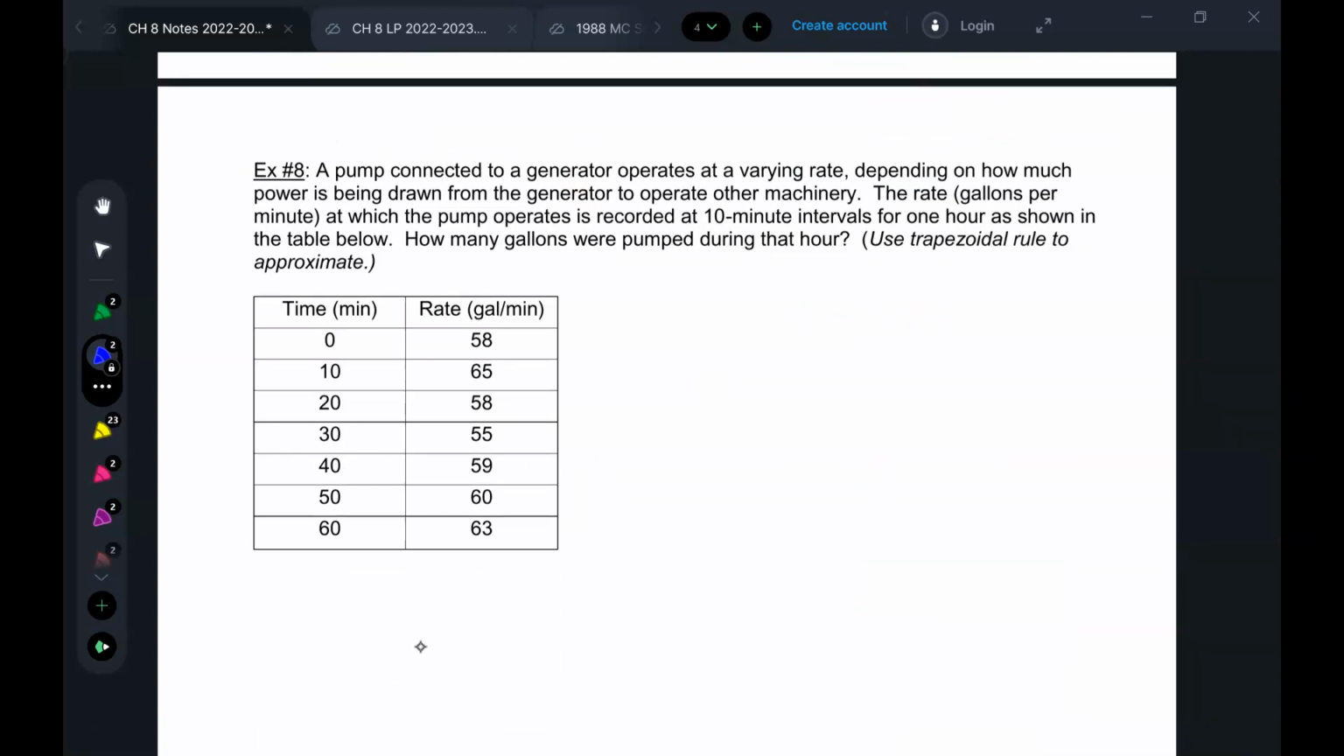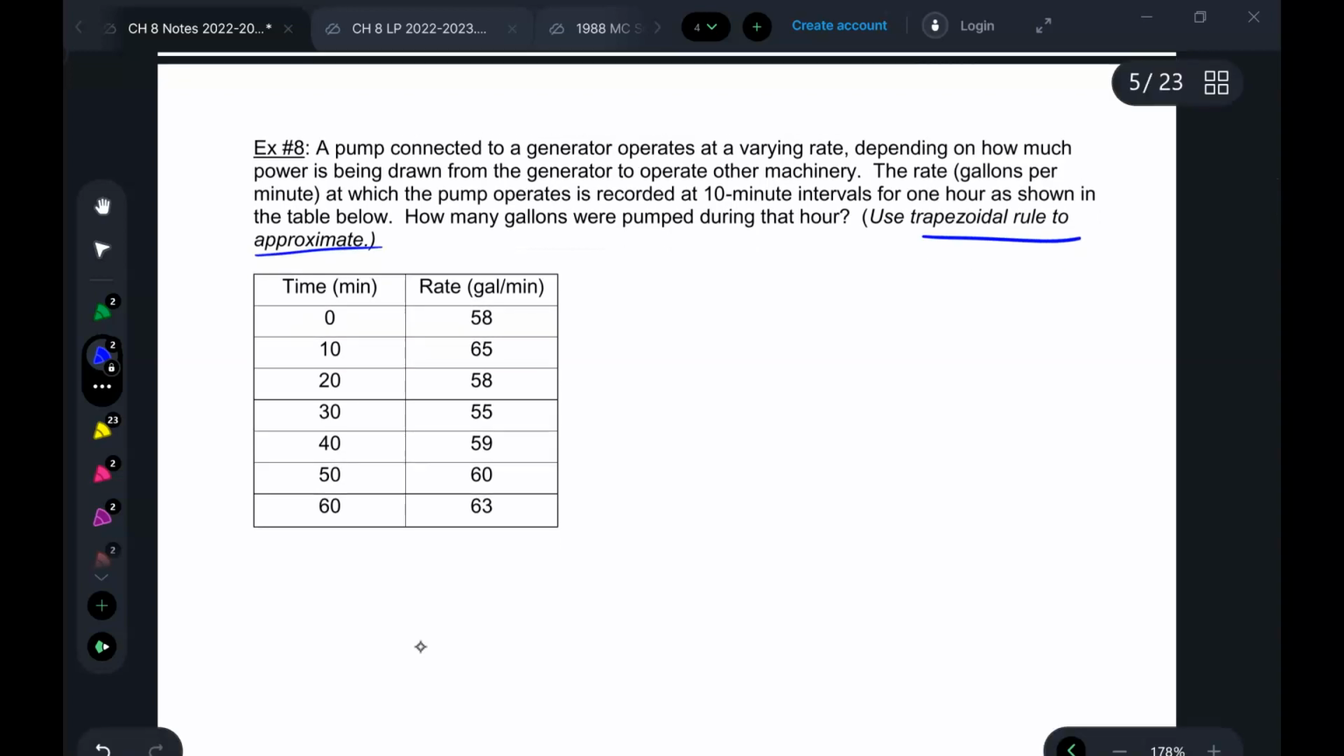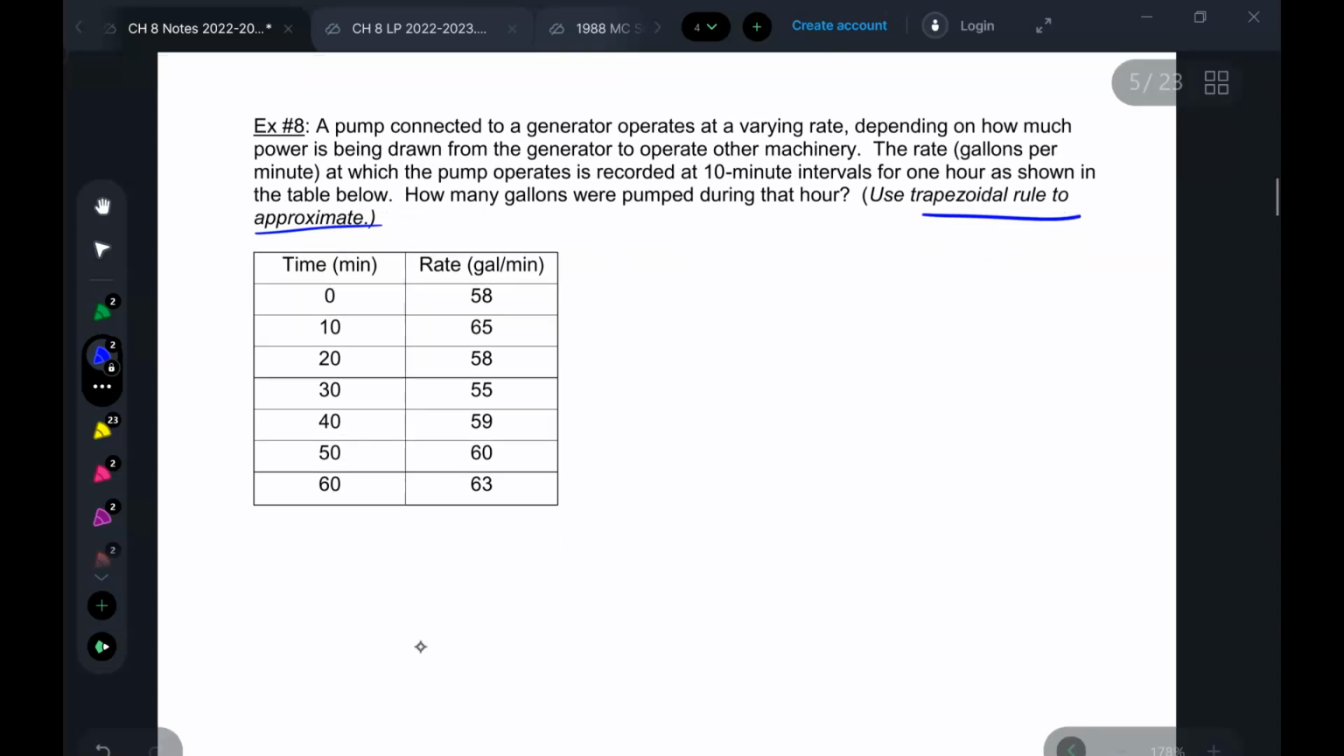Okay, last question. Trapezoidal rule. Let's see if we could just do the setup. Did we forget the trapezoidal rule already? No, we got it. It's T over 2. Are all of them evenly spaced? Yeah, so it's going to be 10 over 2 plus 2 times 65 plus so on, right?